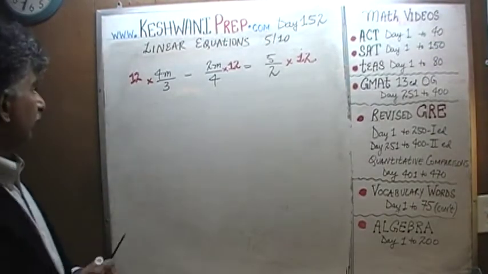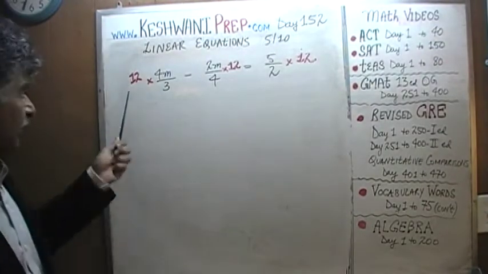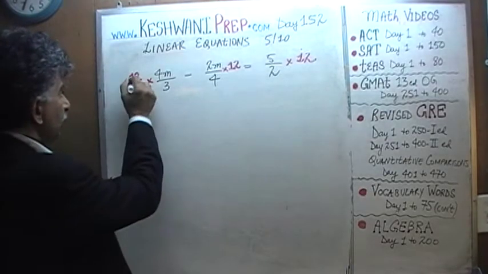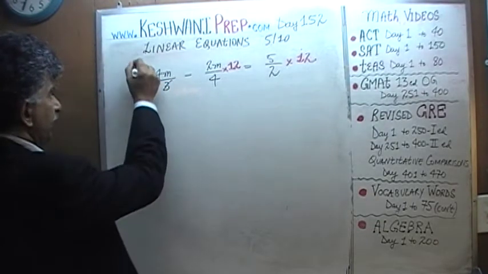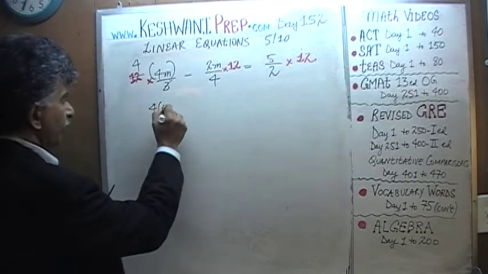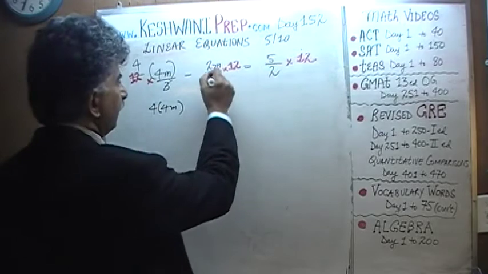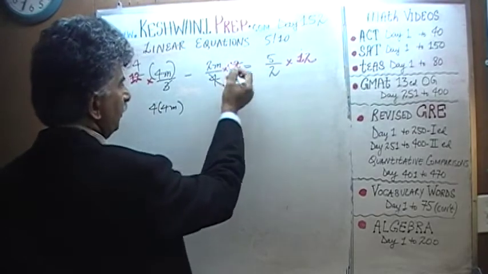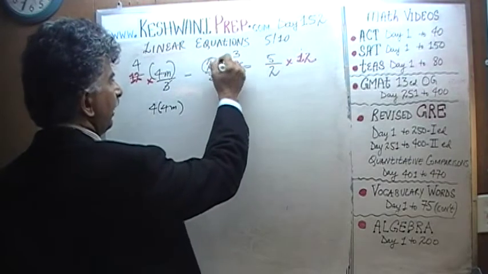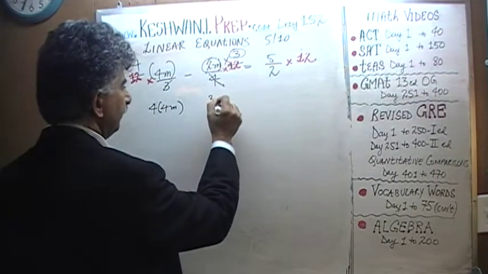So that's it, we're done. We have 12 on the top, we have 3 on the bottom. We can use the 12 that we inserted on the top. That was the whole point, to utilize this. Divide top and bottom by 3 and this becomes 4. So here you end up with 4 times 4m. And here we can use this 12 to divide the 4 into 3 times, and we end up with 2m times 3.